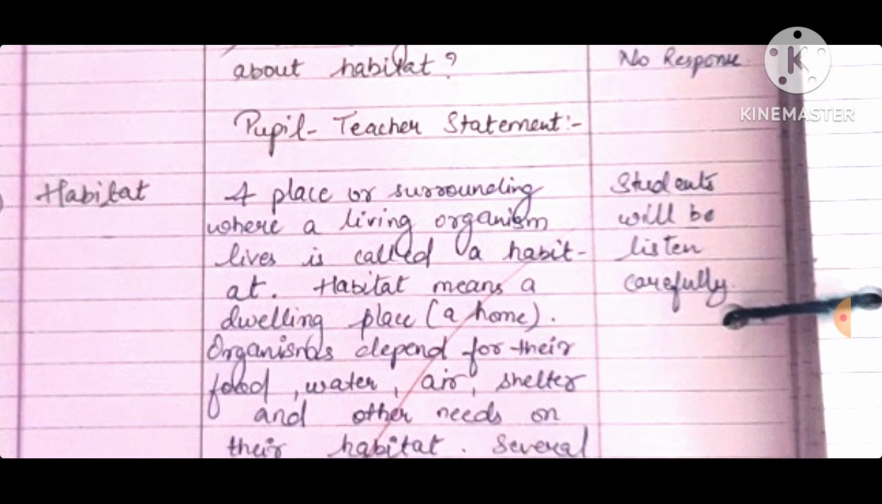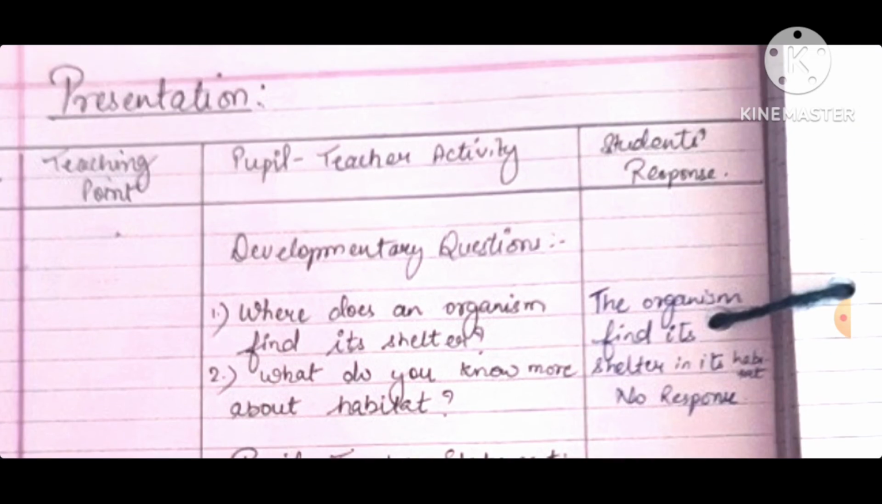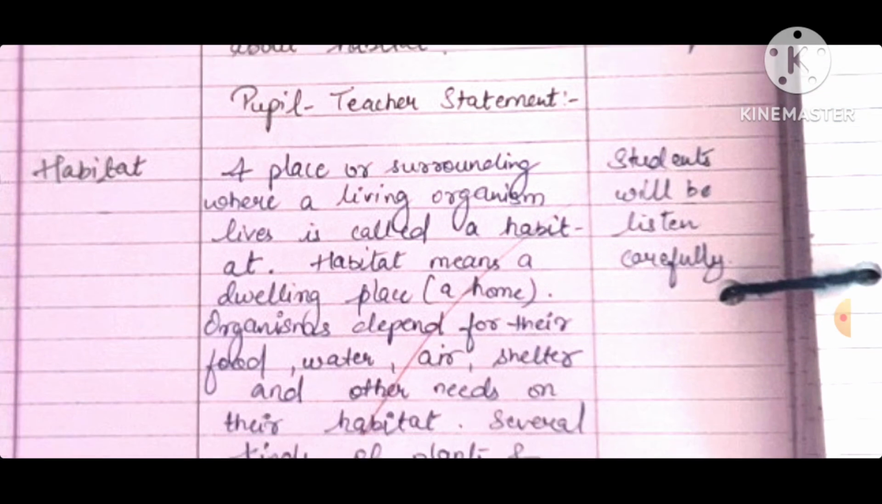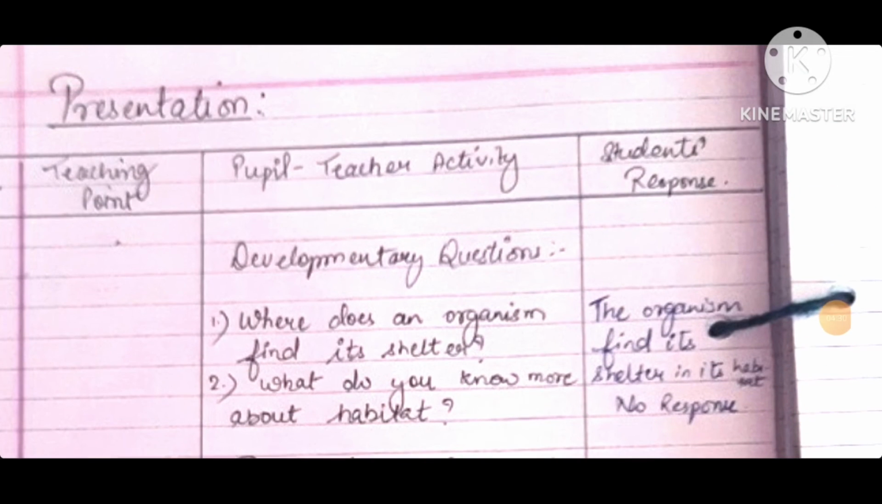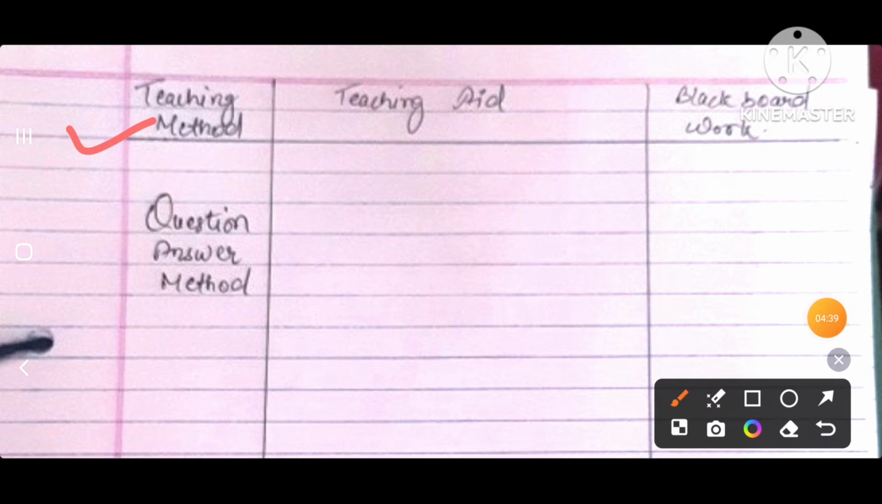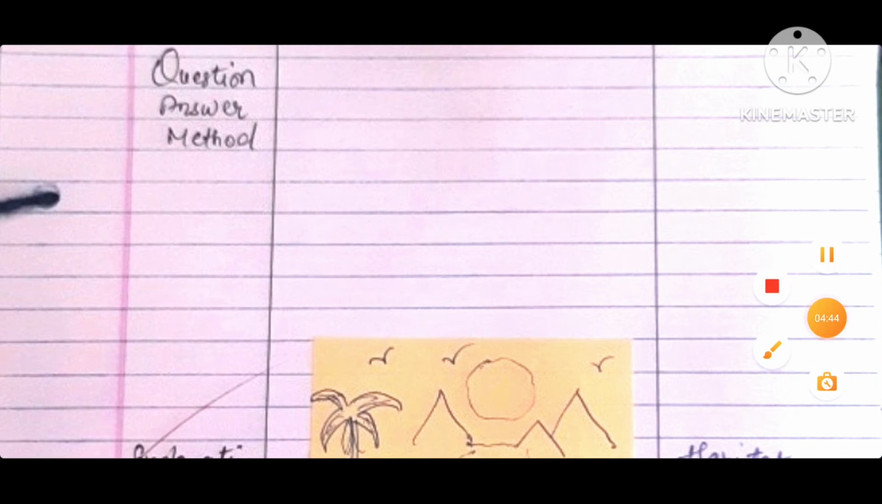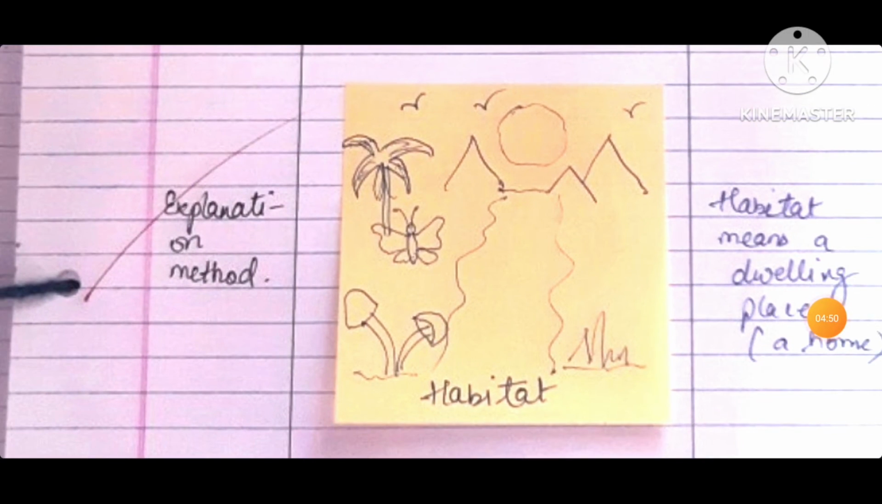In that you have to give the full explanation of the topic habitat, and in the student response, the students will listen carefully. See this. On the right side of the presentation page of the first teaching point, you have to write the teaching method, teaching aid and blackboard work. In the teaching method, first for the developmental questions you write the question answer method, and for the explanation you write the explanation method.